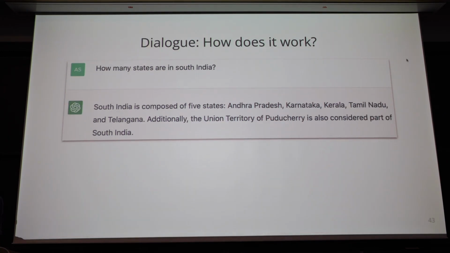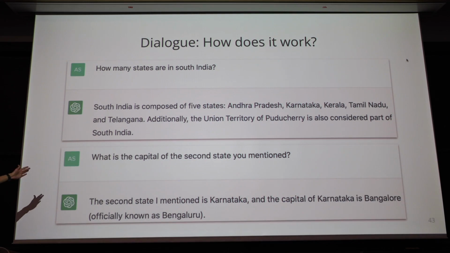Another example is I'm asking how many states are in South India, and it produces this list. And then I ask it, what's the capital of the second state you mentioned? So it's able to realize that the second state is here, and it looks for the capital of that state. Interestingly, while this seems like an extremely different way of interacting with the model with respect to what we saw before, with respect to how OpenAI did it, it's extremely simple.